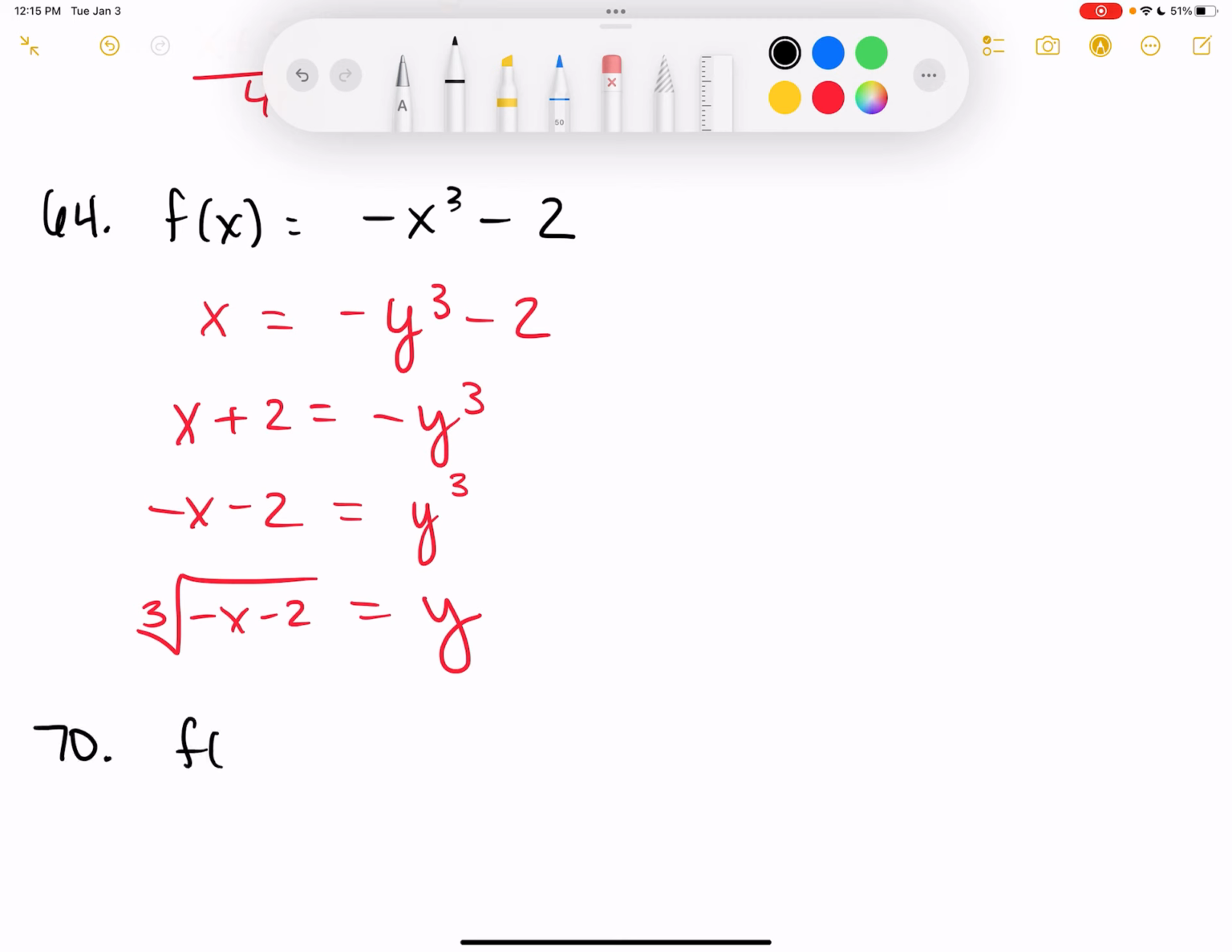70: f of x is equal to 1 over x plus 2. Now they do specify that x is not equal to negative 2, because obviously that would make that undefined.